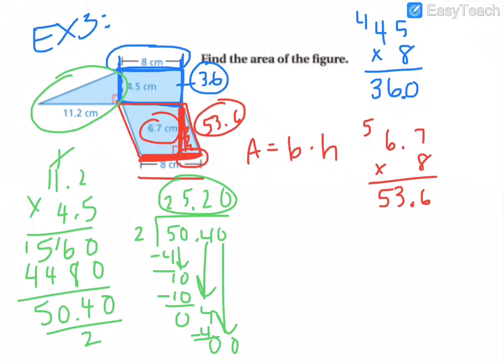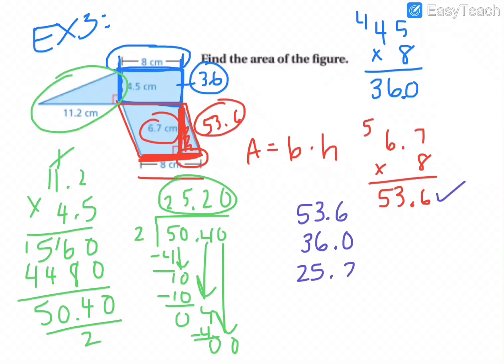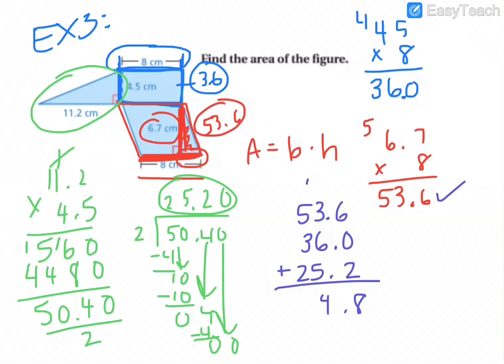So we're going to add all of those things up, do this in another color again. So we have our 53 6/10 right here, our 36, I'll just fill in the place value, our 25 2/10. They were 1, 2, 3. Okay, so we got them all. And then we add that up, we are going to get 11, 12, 13, 114 8/10 centimeters squared.